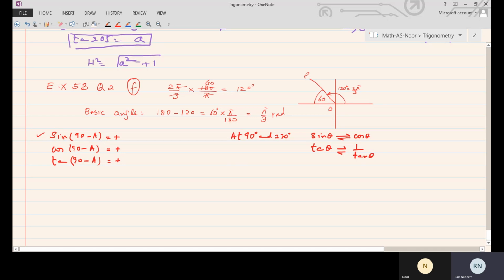The ratio is sine, and at 90 degrees this would change into cos. This is the second thing. Then this angle would be written with the ratio cos of A, and cos of 90 minus A becomes sine of A, and tan becomes 1 over tan of A.